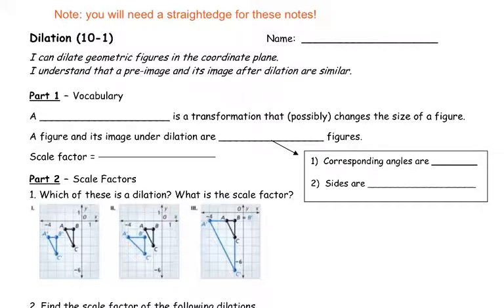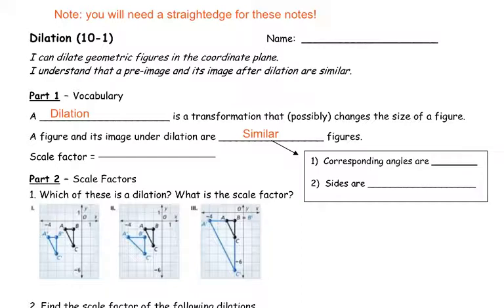Alright, so the first part is talking about vocabulary, and we are talking about dilation. So a dilation is a transformation that possibly changes the size of a figure. The other transformations that we have studied have been rotations, reflections, and translations, and none of those changed the size of the figure, they just changed where the figure was. So this is the big difference between a dilation and the other three. A figure and its image under a dilation are similar figures, whereas the others were congruent.